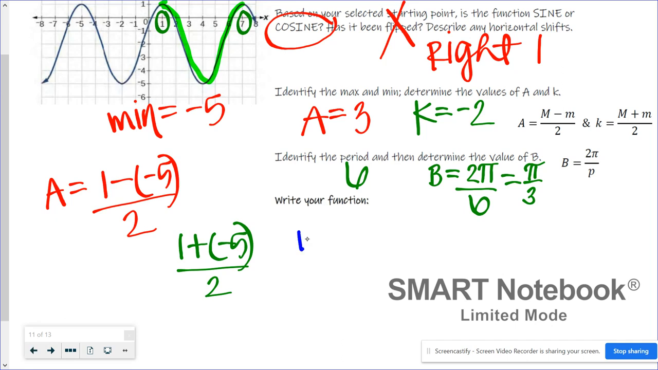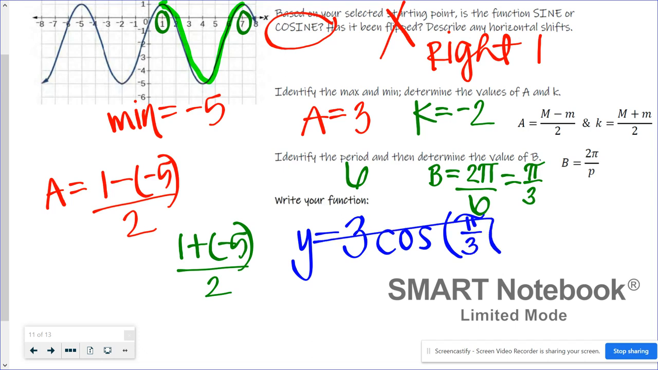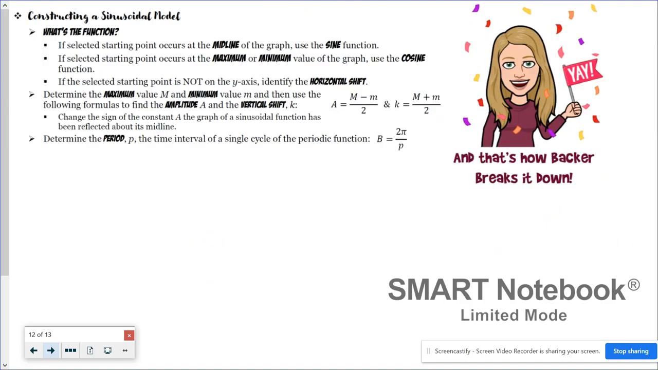So we got y equals, was not flipped, so I'm starting with my a value of 3, was cosine. And then in parentheses, I have b, which was pi over 3. And then I had a horizontal shift, so right 1 is going to be x minus 1. And then k is minus 2. So based on my selected starting point, I wrote a positive cosine function with a horizontal shift to the right 1 unit. Okay, but it's all dependent on your selected starting point.